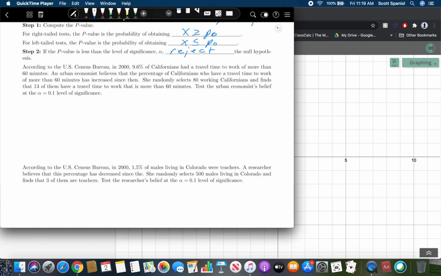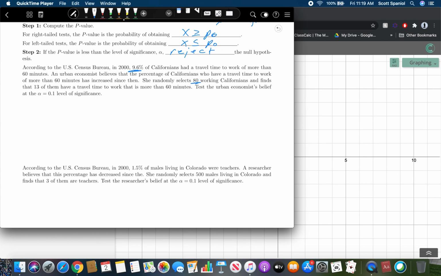Okay, so let's look at a couple of examples of this. According to the U.S. Census Bureau in 2000, 9.6% of Californians had a travel time to work of more than 60 minutes. An urban economist believed that the percentage of Californians who have a travel time to work of more than 60 minutes has increased since then. She randomly selects 80 working Californians and finds that 13 of them have a travel time to work of more than 60 minutes. Test the urban economist's belief at the alpha equals 0.1 level of significance.